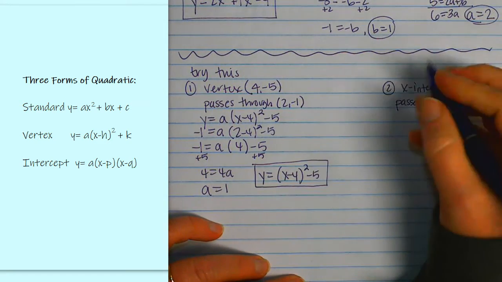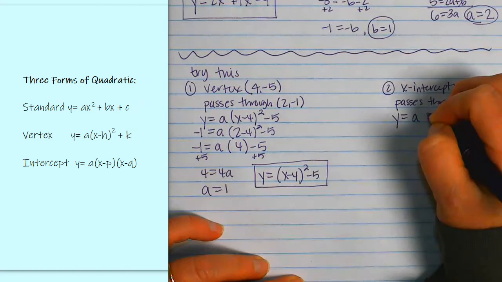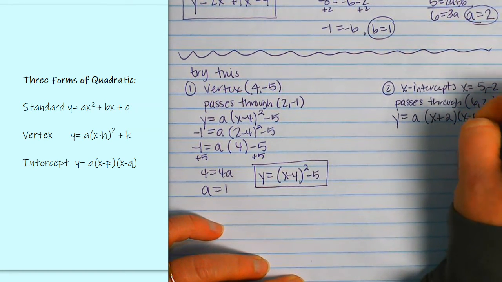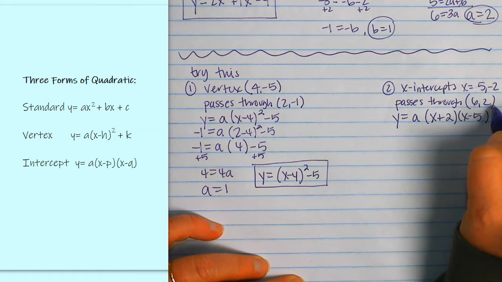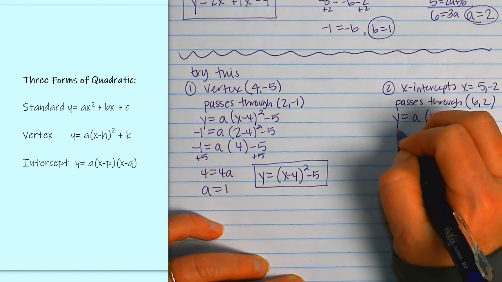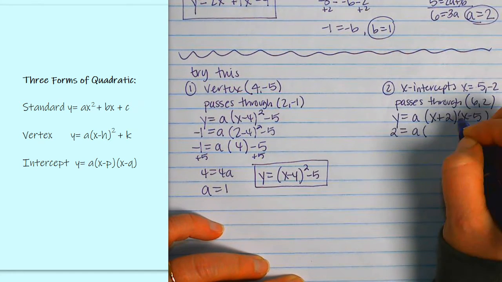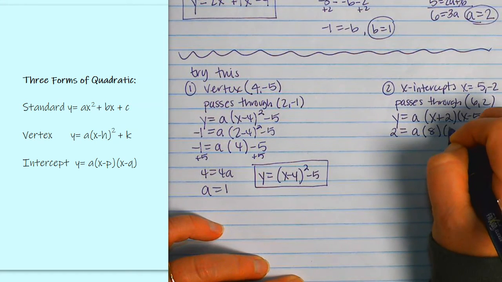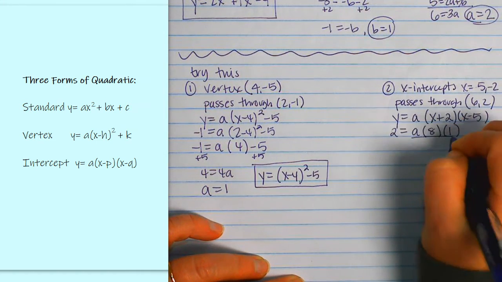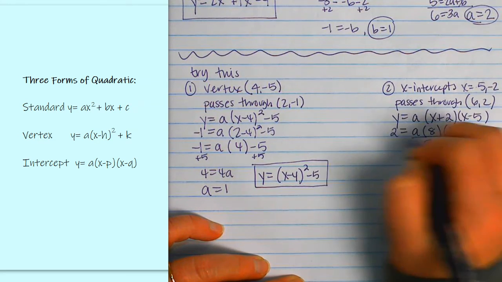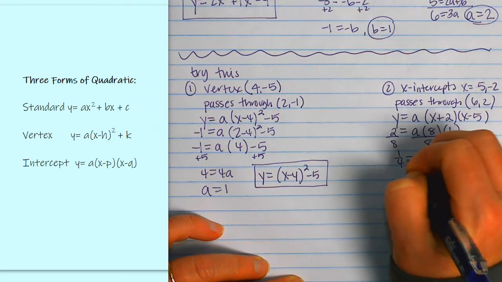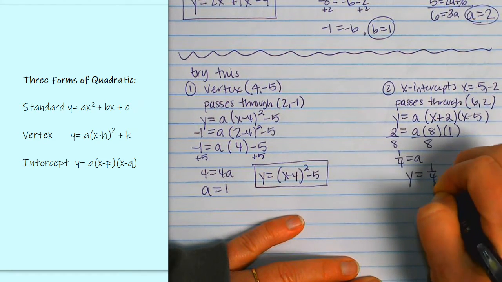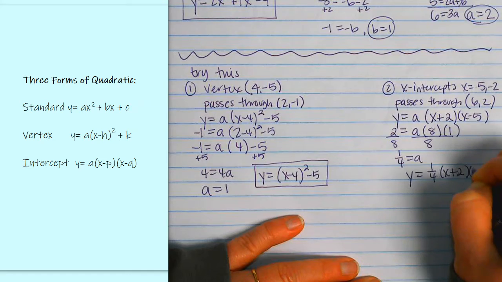The second equation is y equals A, opposite math, x plus 2, x minus 5. I'm going to plug in the second point. So the y value is 2. The x value is 6. 6 plus 2 is 8. 6 minus 5 is 1. I have 8A, so I'm going to divide by 8. And I have 1/4 equals A. The final equation is y equals 1/4, x plus 2, x minus 5.